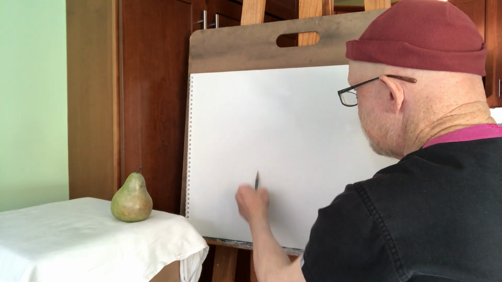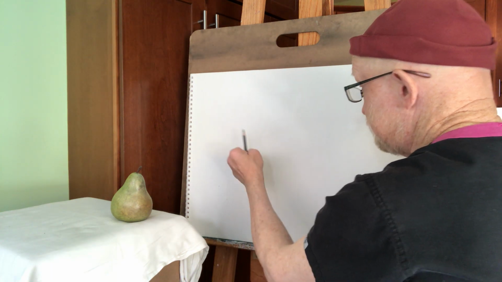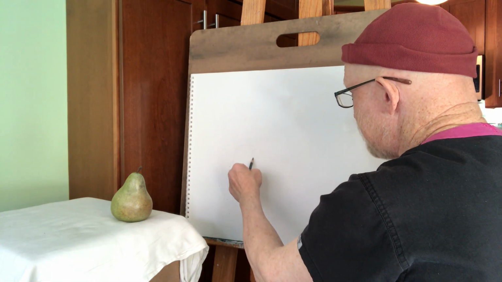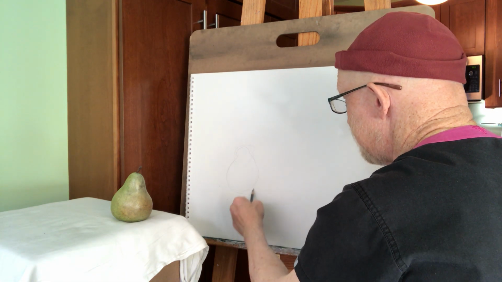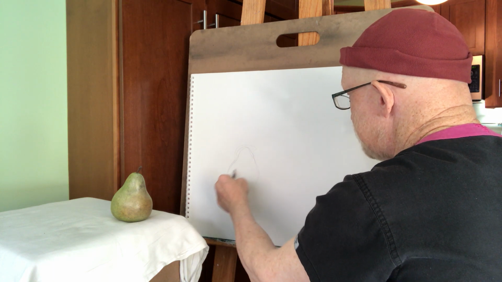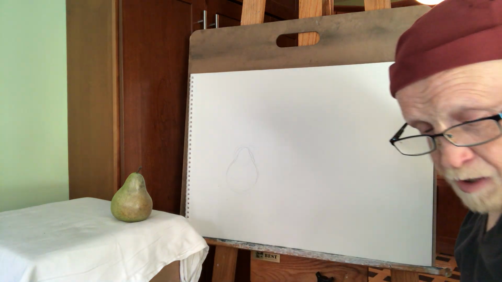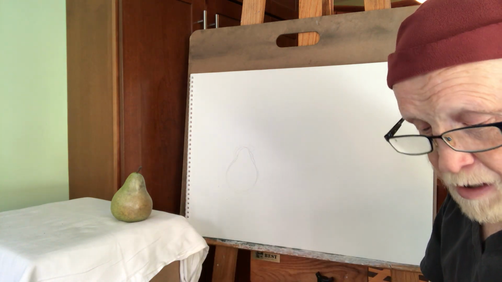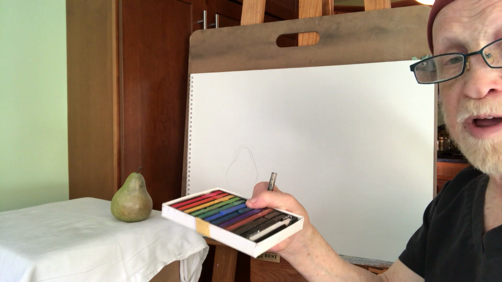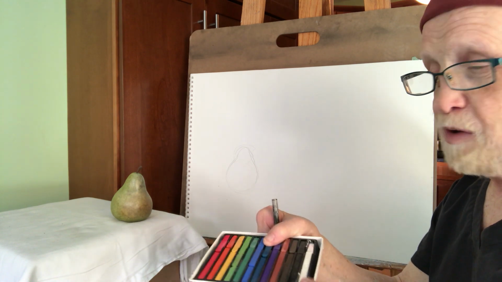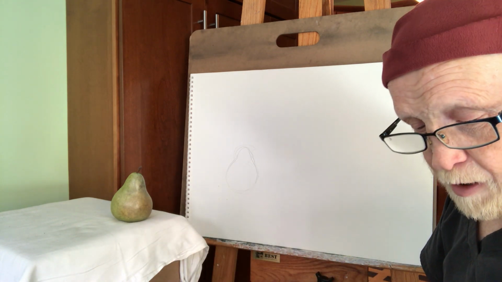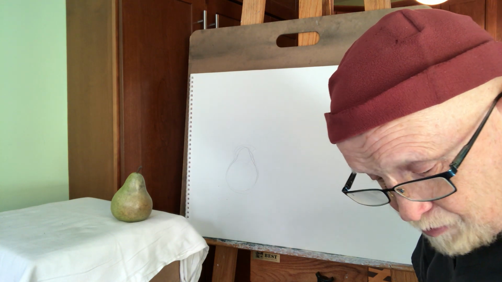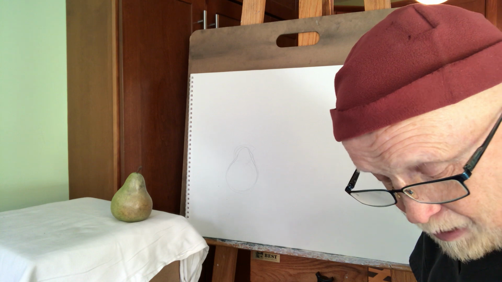So I'm going to start by just drawing some shapes. There are two circles to draw the pear. Connect these together. I'm just using a graphite pencil, right? The other materials that I have here for us to use are a modest set of pastels. These are new pastels. They're inexpensive, they work pretty well, and they're what's called a hard pastel. There are soft pastels and there are hard pastels. This would be considered a hard pastel.